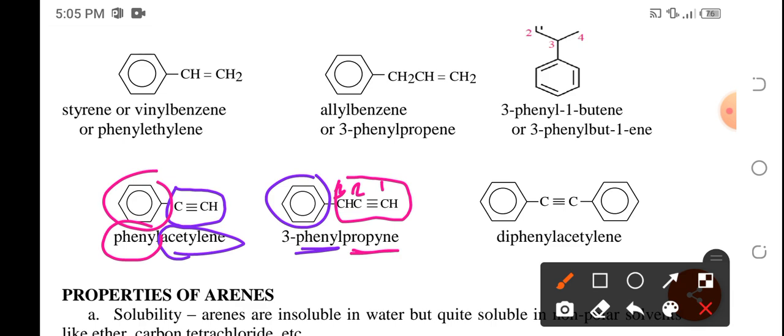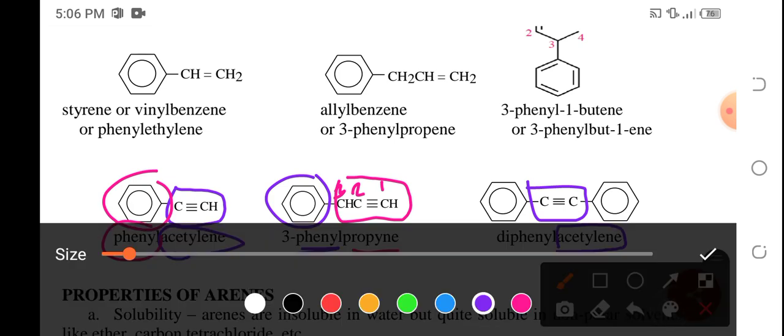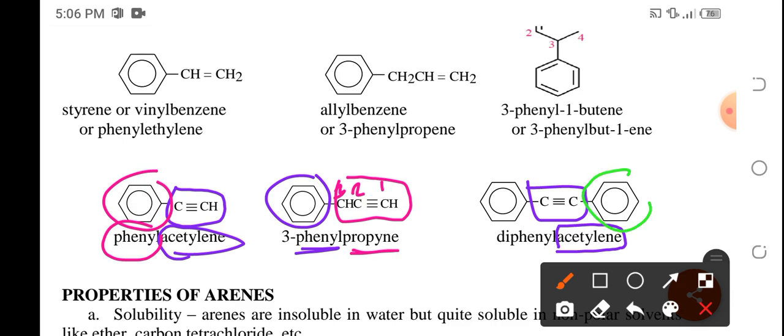And lastly, this is diphenylacetylene. This is the acetylene part. That's C triple bond C. And then what is not included are 2 phenyl groups, so therefore we have diphenylacetylene.